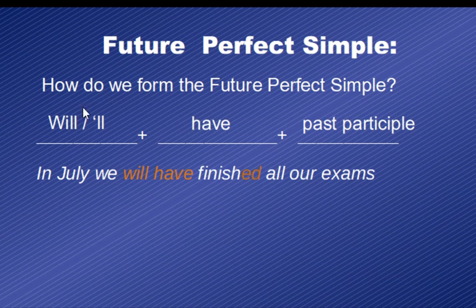that we start with will, or that can be contracted to 'll, then have, and then the past participle. It can be either a regular verb, adding -ed, or can be taken from the third column of your irregular verbs list. So, for example, we could have, in July, we will have finished all our exams. Remember that after modal verbs like will, we always have verbs in their base form, like have here, and after have, that we use to make perfect tenses, we always have the past participle.